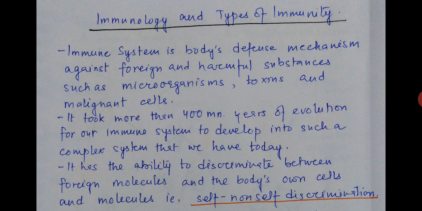It took more than 400 million years of evolution for our immune system to develop into such a complex system that we have today. In the process, our immune system has learned to discriminate between foreign molecules and the body's own cells and molecules, a property known as self-non-self discrimination.